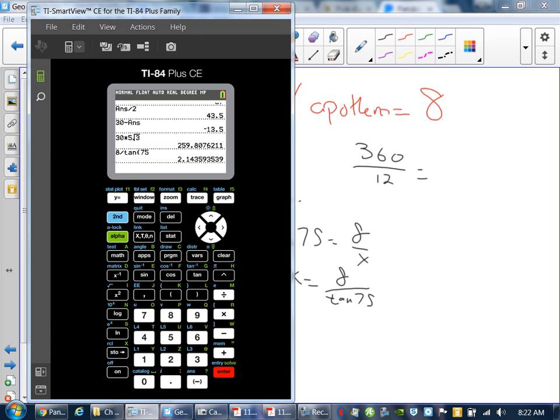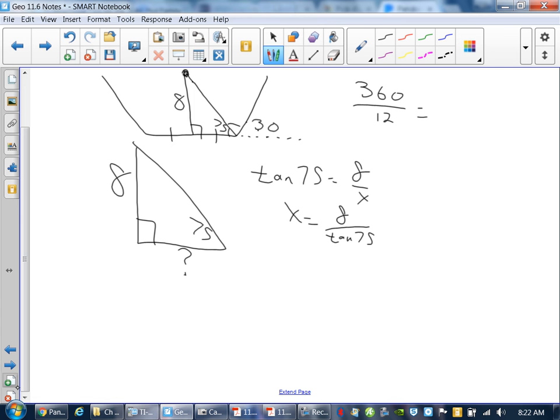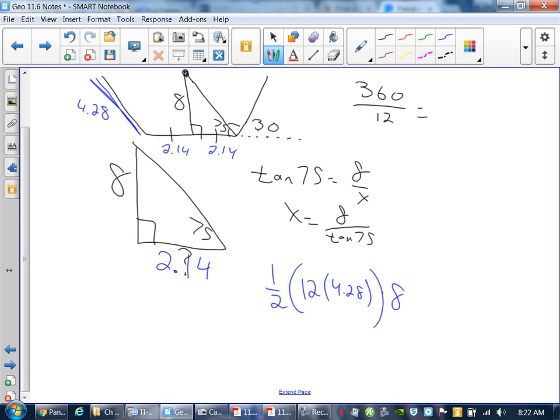So you get this side length here at 2.14. So if this is 2.14, this is 2.14, which makes the whole side length 4.28. And how many sides are there? 12. So one half the perimeter, 12 times 4.28, times 8. One half perimeter times apothem. Sometimes you've got to work backwards.